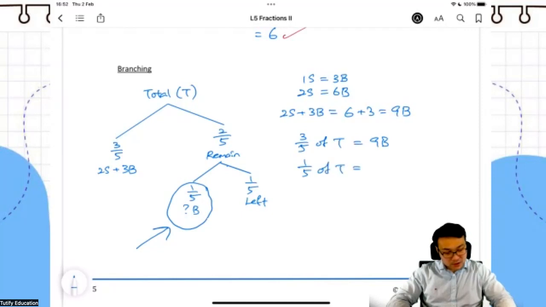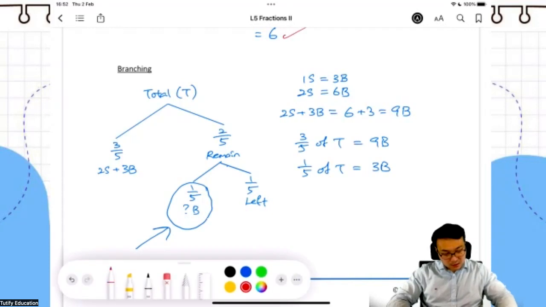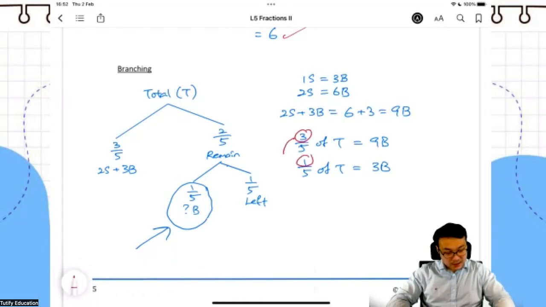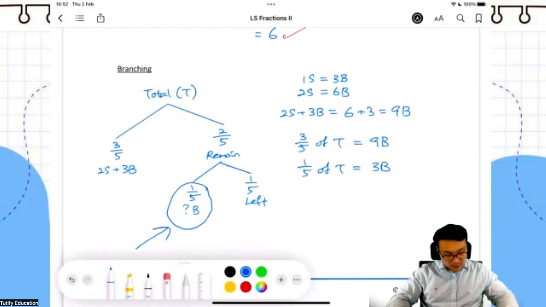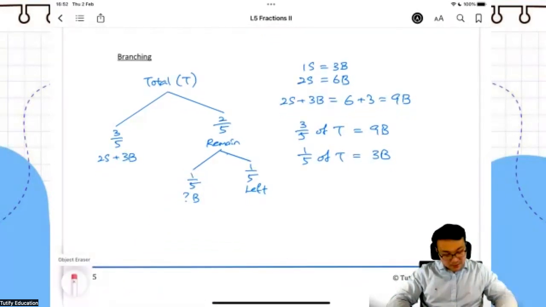So 1/5 of the total must be 3 basketballs. All you need to do is divide it by 3. You divide 3/5 divided by 3, then you get 1/5, right? So now I know that 1/5 is actually 3 basketballs.